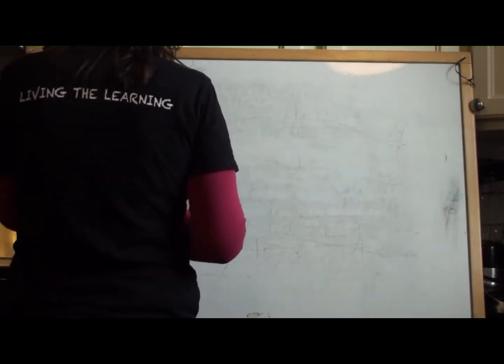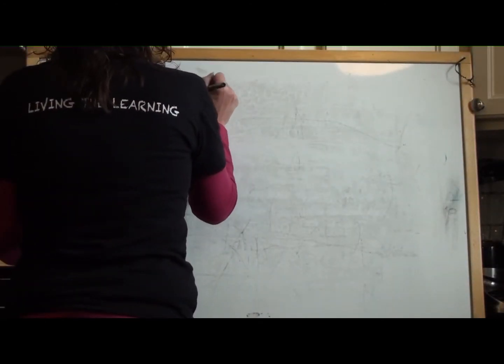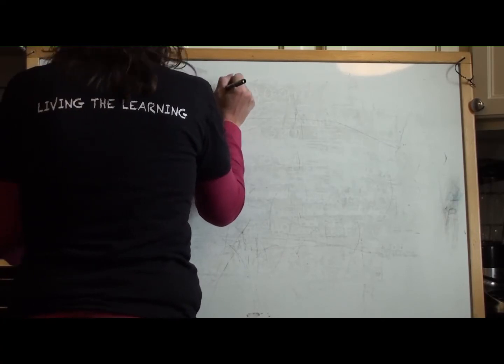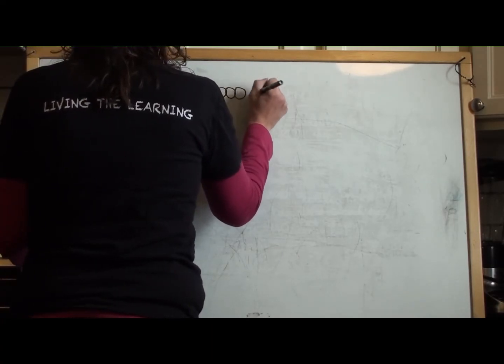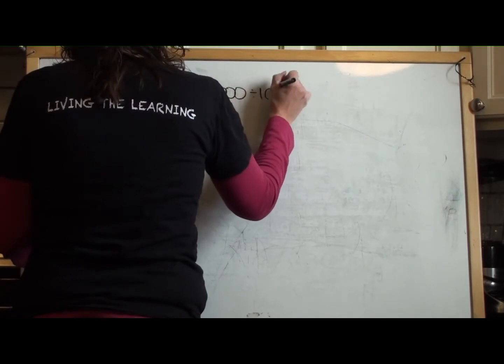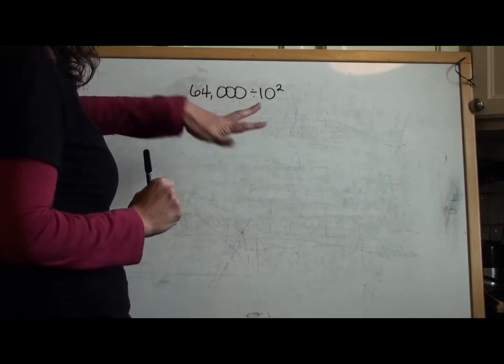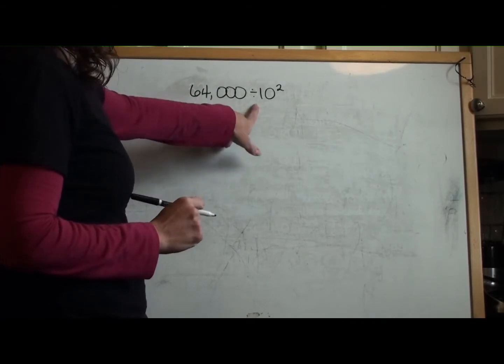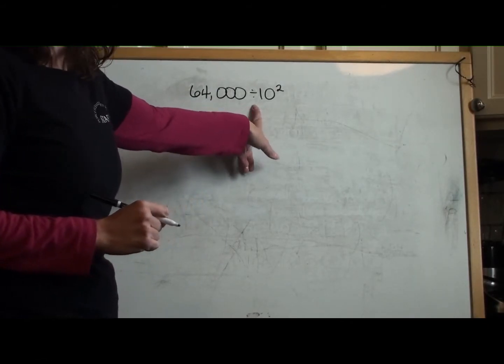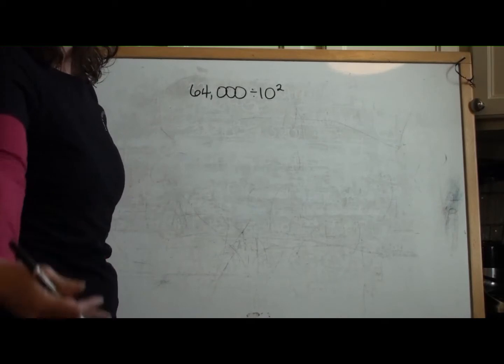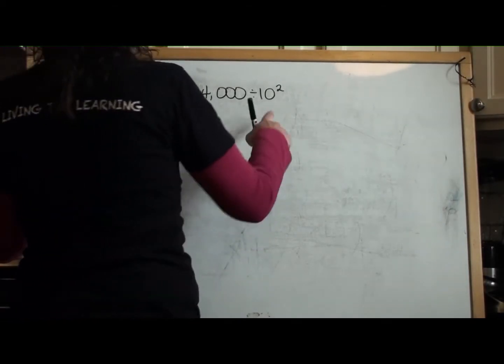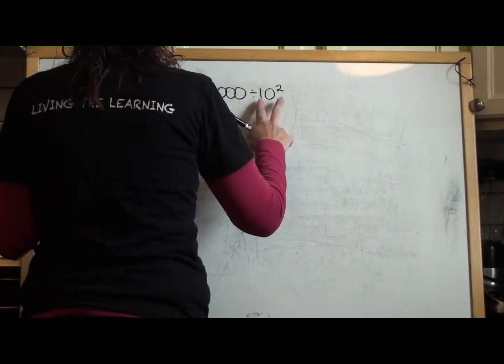Right, we're still on Unit 7, Module 3, Lesson 1. I have 64,000 divided by 10 to the second. Okay, we have to do a couple of things. I know it's going to be 10 times less than. I don't know how many times 10 times less than it's going to be, but I need to figure out what this means right here.